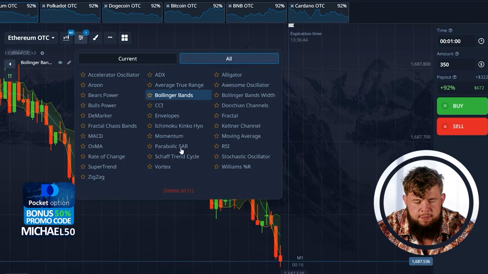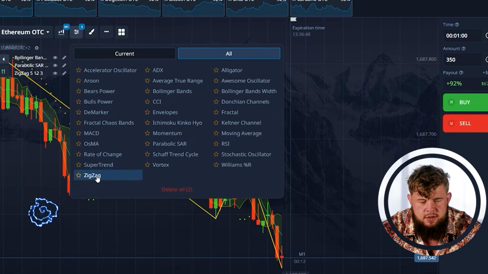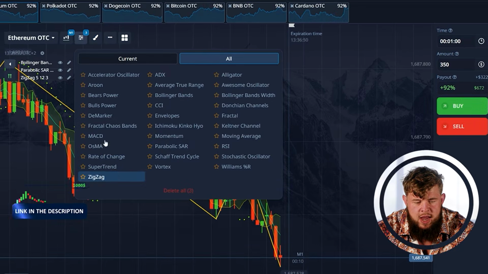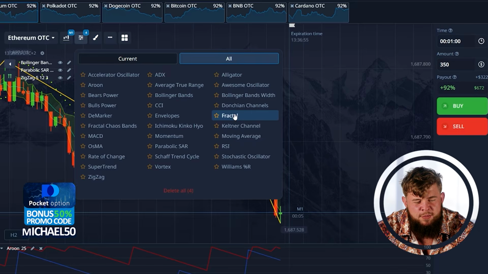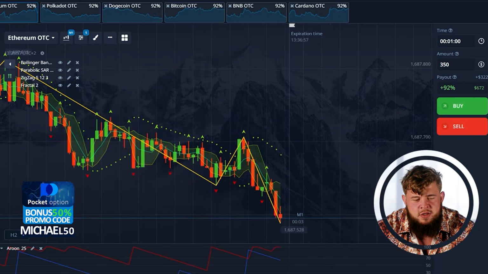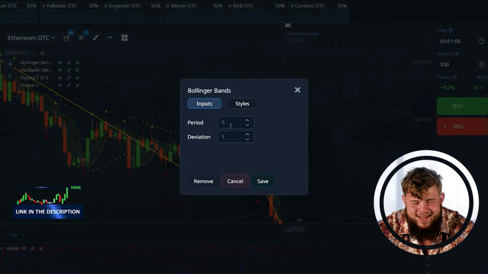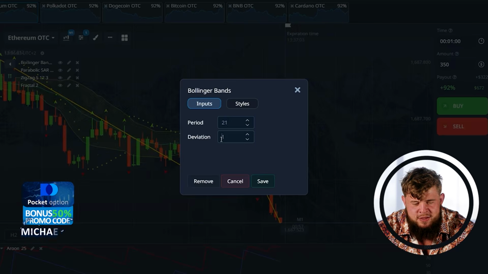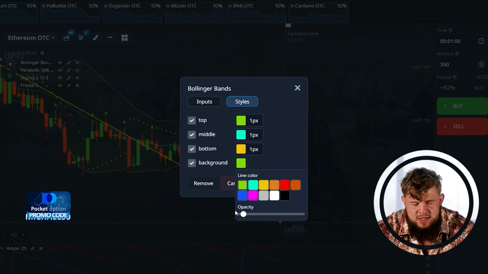The first one will be Parabolic SAR with a zigzag and Aroon oscillator, also Bollinger Bands and Fractal. So we have a lot of indicators today. Let's set all of them. The first, the Bollinger Bands, will be 21 period. Let's change the opacity, let's save it.